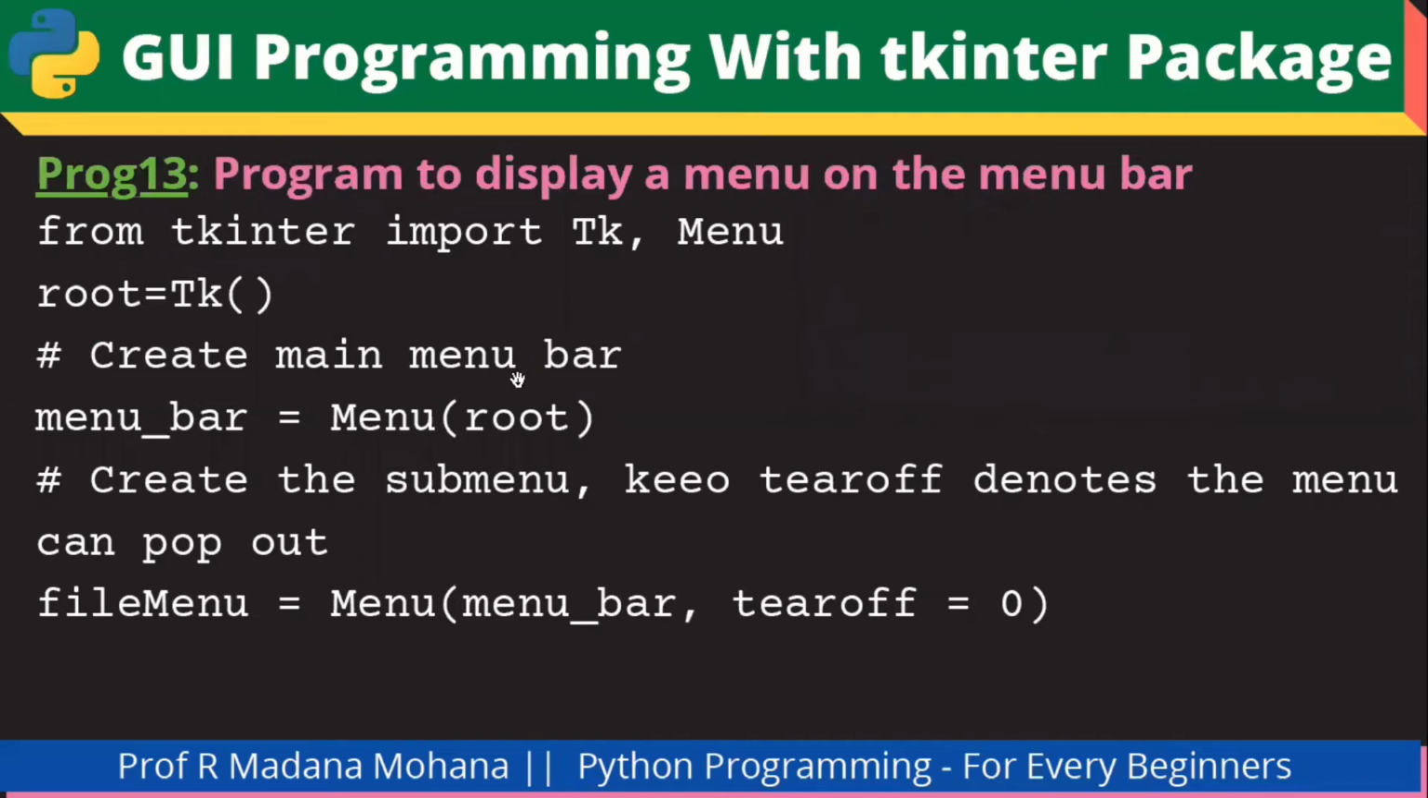First we have to create the main menu bar. So using Menu with root. Root is the main class. So menu_bar equal to Menu of root. Now create the submenu. Here we will use one of the options, tearoff, which denotes the menu can pop out. So to create the pop out option we have to use tearoff. This is available in the tkinter package. Now file_menu equal to Menu of menu_bar, comma tearoff. By default you can give it as 0.